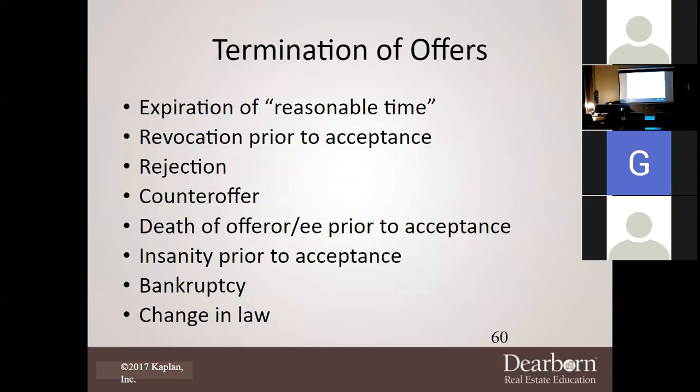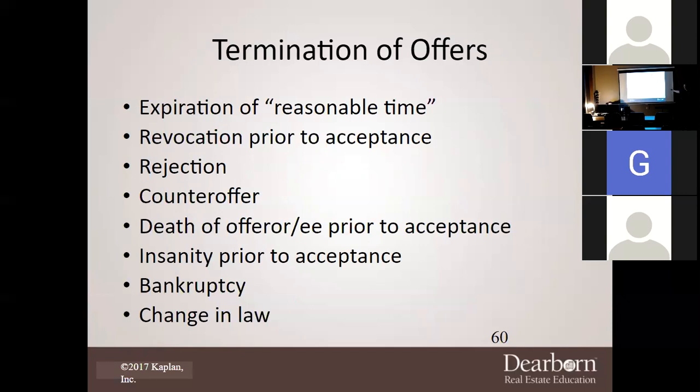Now, how do we terminate offers? This is talking about offers, not our contracts. Well, expiration of a reasonable time. I know there are plenty of real estate agents out in this field that they'll send out offers all over the place. They'll give one to you, and one to you, and one to you, and everybody else out here. Okay? It's just free food, right? Free candy. Here you go. All right? But the problem with that, when you end up sending out multiple offers, what do you put yourself into?